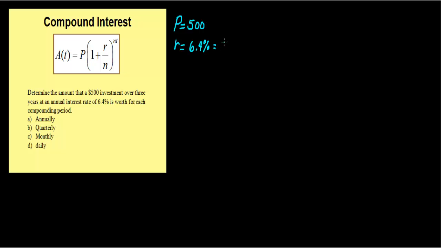And to do that, 6.4% I can write as 6.4 over 100. Which is equal to moving this decimal point over to the left twice. So if I do that, I'll end up with 0.064. And here is your decimal equivalent to 6.4%. So this is what we're going to use for R.